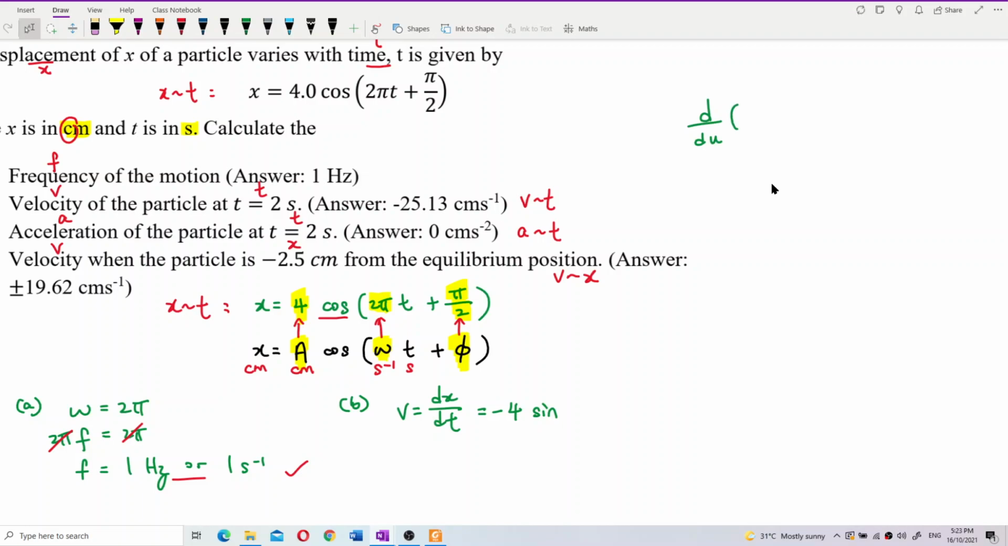When you differentiate sine, you get cosine. When you differentiate cosine, you get negative sine. Remember this. Differentiate sine, get cos. Differentiate cos, you get negative sine. So I differentiate the cos, I get negative sine. And then inside, I just rewrite again.